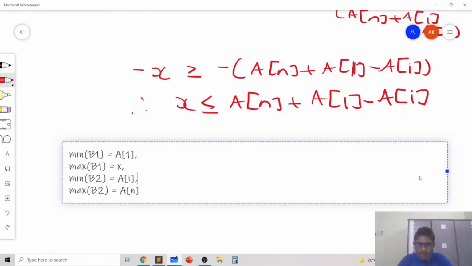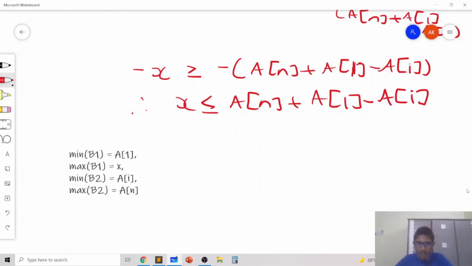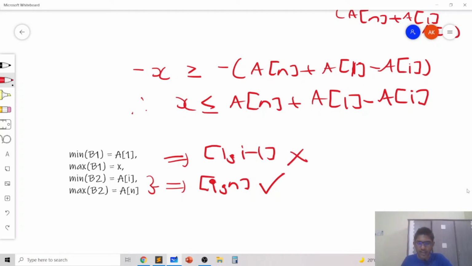Now there's a small issue with this. We are ensured that the indices from i to n are taken care of in partition b2, so they have successfully gone into one of the partitions. However, the indices from 1 to i minus 1 are not guaranteed to be included in partition b1, and they can't be included in partition b2 because partition b2 contains elements which are greater than or equal to ai and less than or equal to an. That's why we need to ensure that x is also greater than or equal to ai minus 1, and that basically completes the whole solution.